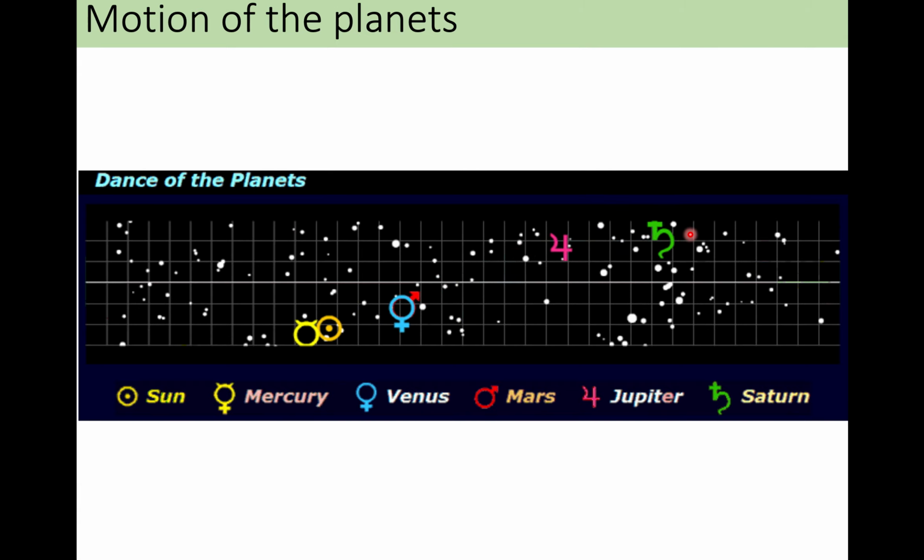So Mars, Jupiter, and Saturn are moving a little bit slower, but you'll see that they do these reverse or these loops the same way that Mercury and Venus do. The sun does not, but the planets, each of them, do have these loop-de-loops.